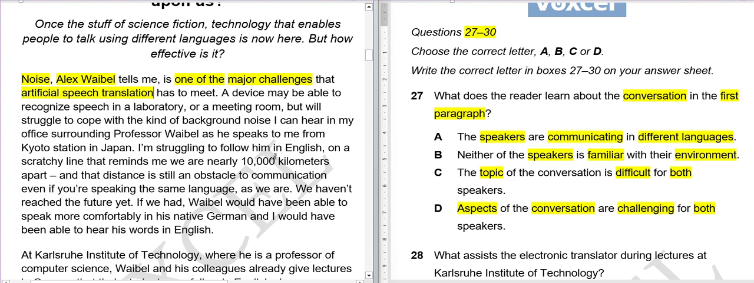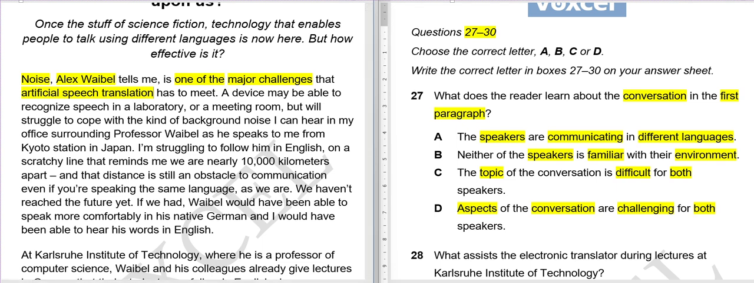I'm struggling to follow him in English on a scratchy line that reminds me we are nearly 10,000 kilometers apart, and that distance is still an obstacle to communication, even if you're speaking the same language as we are.